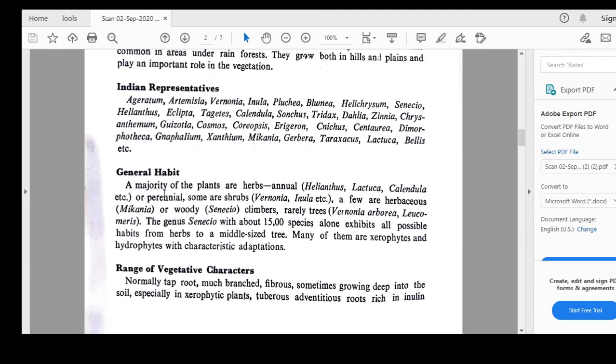General habit of the plants of the family. Majority of the plants are herbs, annual, example Ageratum, Lactuca, Calendula. Many of them are ornamental plants or perennial. Some are shrubs, Vernonia, Inula, etc. A few are herbaceous climbers, Mikania, or woody, Senecio, rarely trees, that is Vernonia arborea and Leucomeris. These are exceptionally tree plants having tree habits. The genus Senecio with about 1500 species alone exhibits all possible habits from herb to a middle-sized tree. Many of them are xerophytes and hydrophytes with characteristic adaptations.